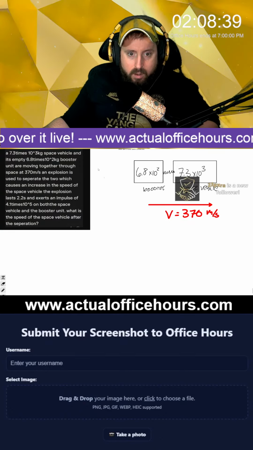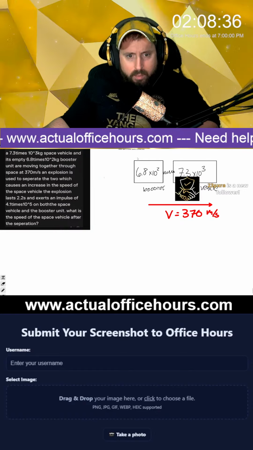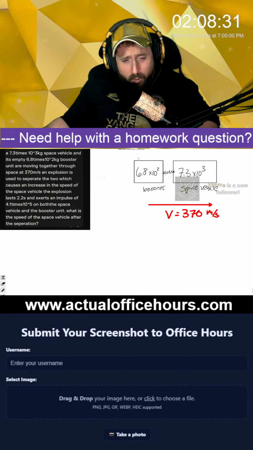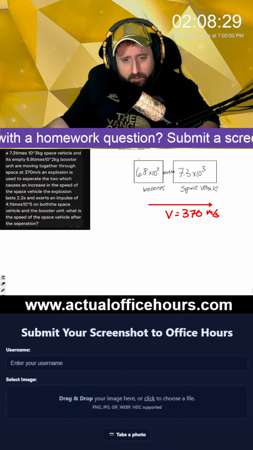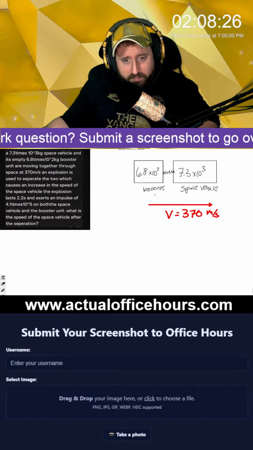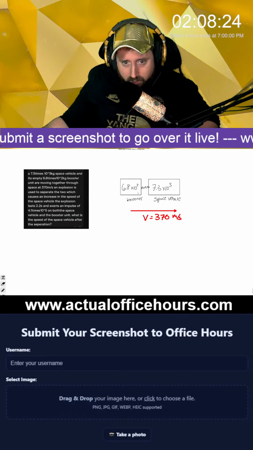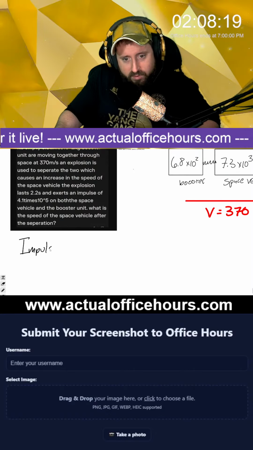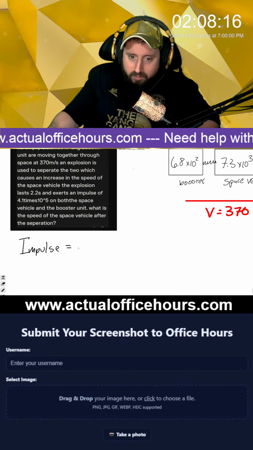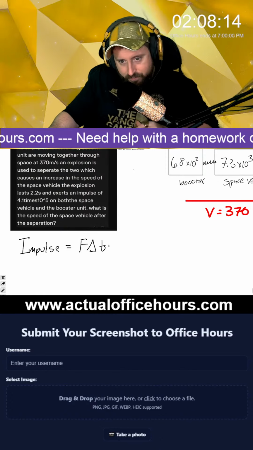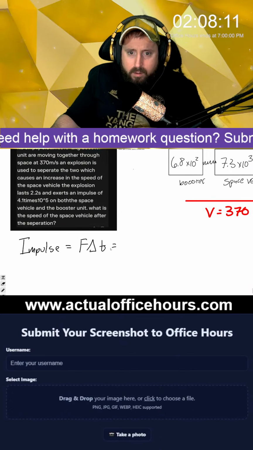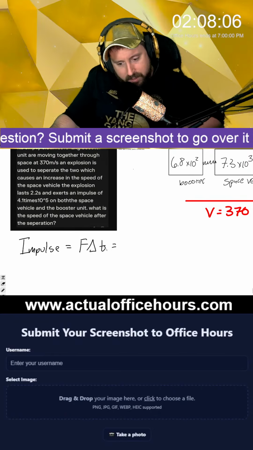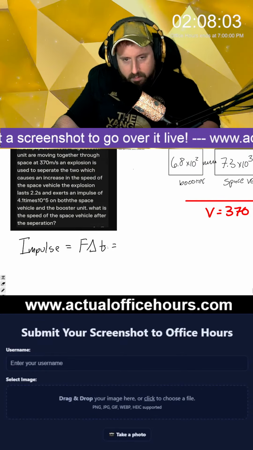Okay. Causes an increase in the speed of the space vehicle. The explosion lasts 2.2 seconds and exerts an impulse of 4.1 times 10 to the 5 on both the space vehicle and the booster unit. What is the speed of the space vehicle after the separation? Okay, so here's a cool thing. Impulse is equal to F delta T. So from this, I think we can figure out the force that's exerted, right?